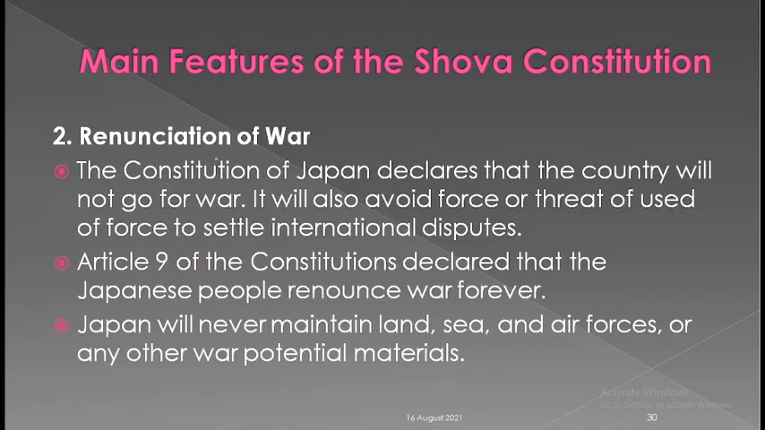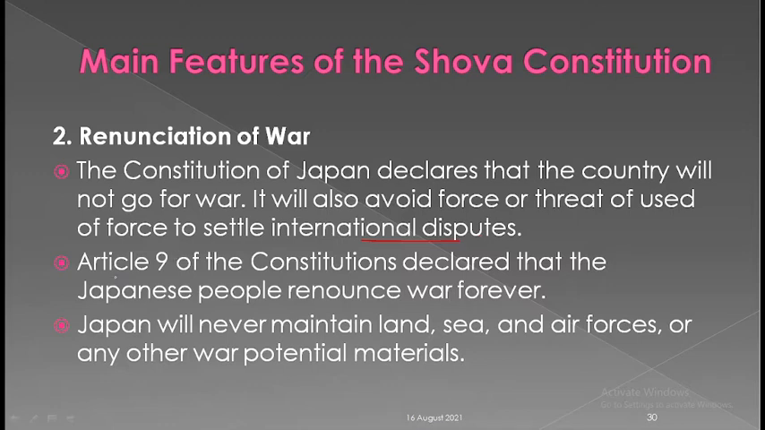Second, a very unique feature of the Constitution of Japan was the renunciation of war. The Constitution of Japan declares that the country will not go for war again. It will also avoid force or the threat of use of force to settle international disputes. They cannot go for war and they cannot use force to settle international disputes.